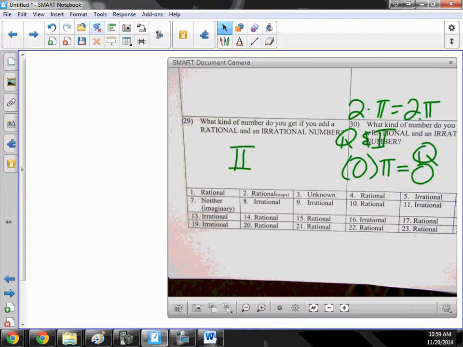So your assignment for the rest of the class and tonight is to go through and label the rest of those numbers. So you're going to label them as Q or I, unknown, or neither, depending on each problem. All right, get to work. Good.